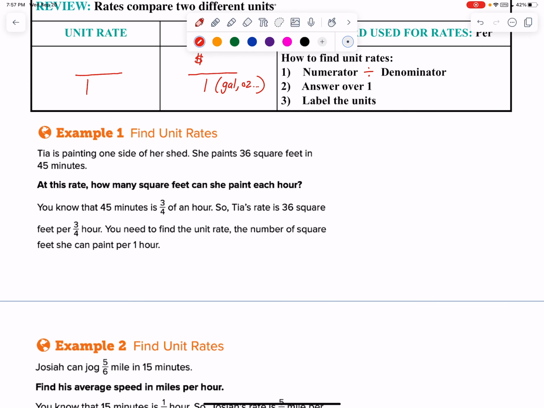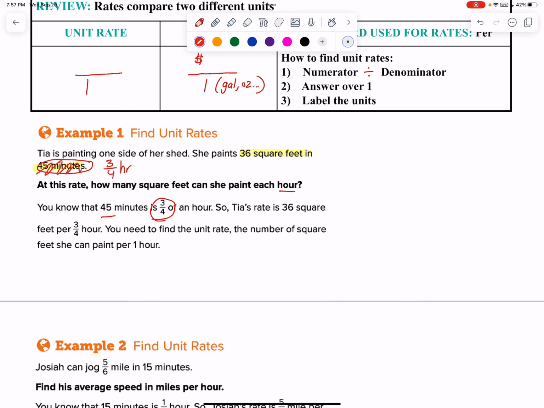So Tia is painting one side of her shed. She paints 36 square feet. So I want to highlight that important info in 45 minutes. That's my ratio. Or we would specifically say rate because it's two different entire units. So it says at this rate, how many can she paint per hour? One thing to notice is they're asking per hour, but this is written in minutes. But they are letting us know that 45 minutes is 3/4 of an hour. So my tip to you would be get rid of that and just call it as it is and say 3/4 hour.